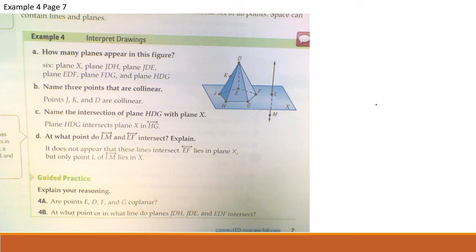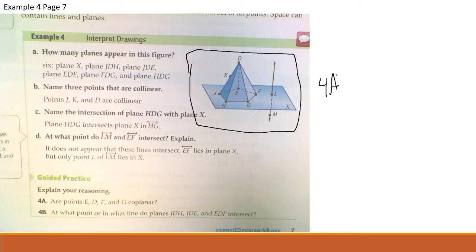So let's try to identify some basic geometry figures here. We're looking at this picture up here, and let's do some of the guided practice down here. We'll do 4A. It says, are points E, D, F, G coplanar? Let's figure out where they are here. Let's highlight them. Well, here's E. Let me try to get my highlighter, and let me do it in green. So here's E. That doesn't really look well. Let's do yellow.